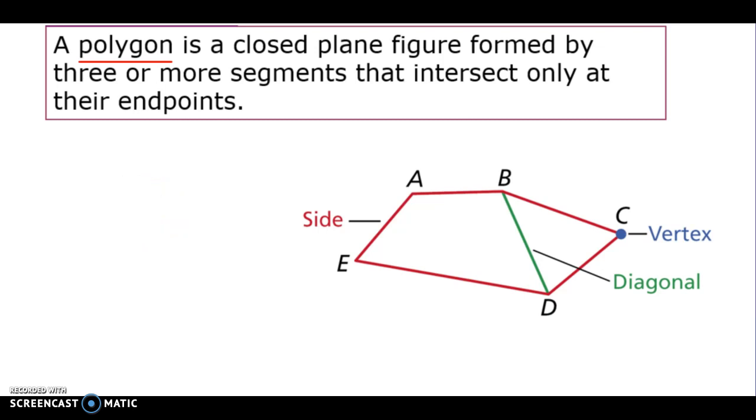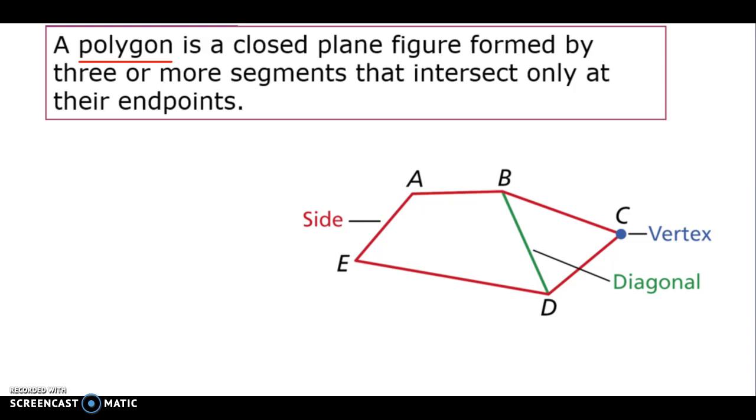So this is a polygon. So we have vertices, diagonals, and sides. Sides you've been doing since elementary school. How many sides does this figure have? 5. So that means it's a pentagon. It is a polygon too.